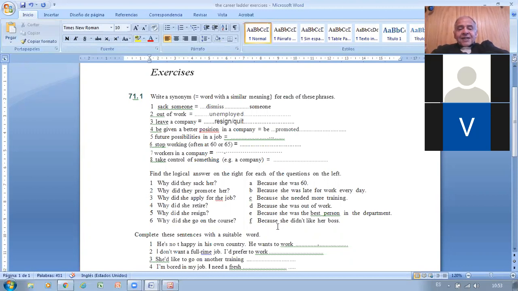But in real life, sometimes they sack you because you are old or because you are too good, all the opposite. Because you are too good, and so they sack you. But that would be the correct thing to say. Why did they sack her? Because she was late for work every day. One of the things that you have to remember when you become teachers, this is one of the problems that we have, and the students consider a lot.